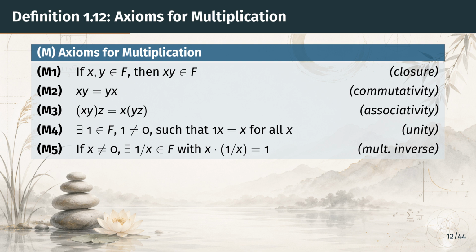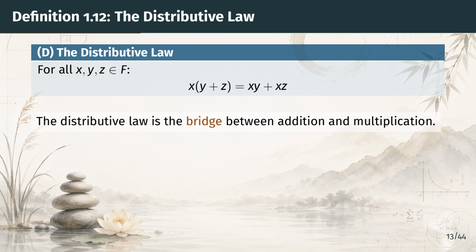One more axiom ties addition and multiplication together. The distributive law is the single axiom that connects the two operations. Without it, addition and multiplication would be completely independent structures. This law tells us that multiplication distributes over addition, which is the familiar rule we use when expanding expressions like a times the quantity b plus c.